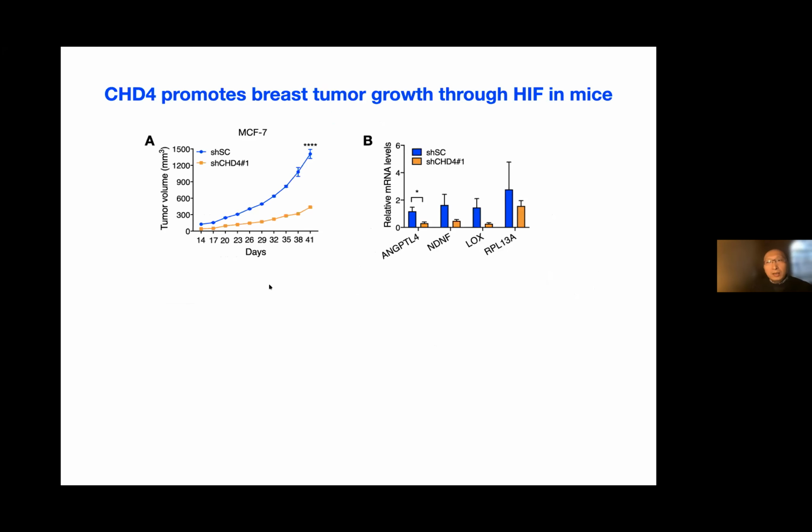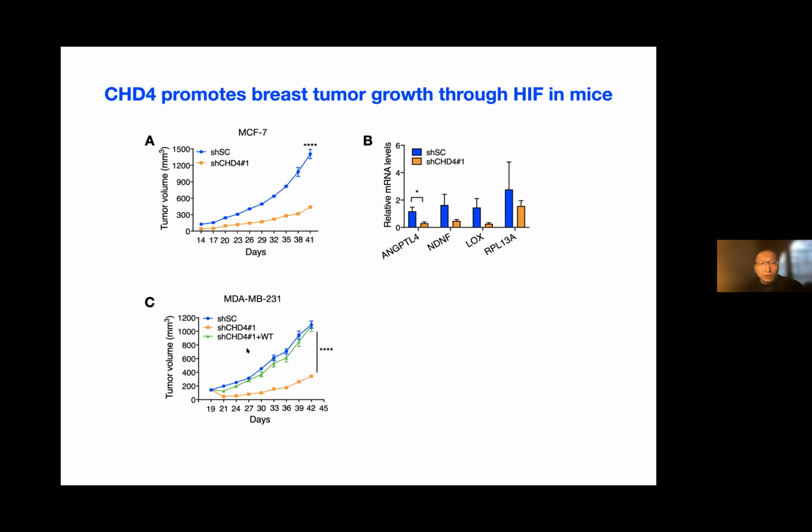So what happens in tumors in vivo? We found if we knock down CHD4, we see reduced tumor growth in orthotopic mouse models. In these tumors, we saw a subset of HIF target genes reduced in the knockdown tumors. We also see similar effects in MDA-MB-231 tumor models. And interestingly, when we re-express CHD4, we can rescue the tumor growth.